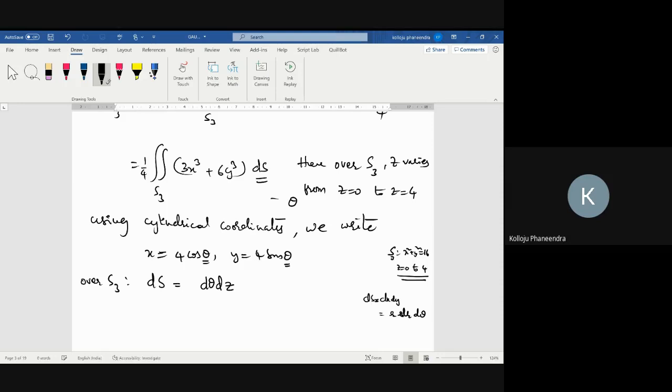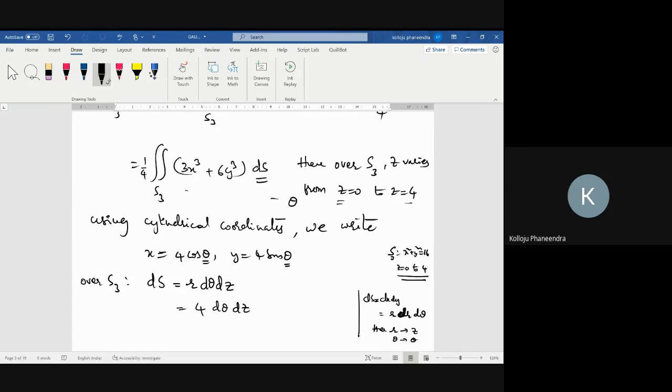ds is equal to dr dx dy. In polar coordinates, what does this become? r dr d theta. And what is r here? Here, r is equal to z, and theta is theta. This is just the idea. So the r value is 4 d theta dz. Once again, I am repeating: to evaluate this integral where z is varying over S3, one of the variables must be dz.